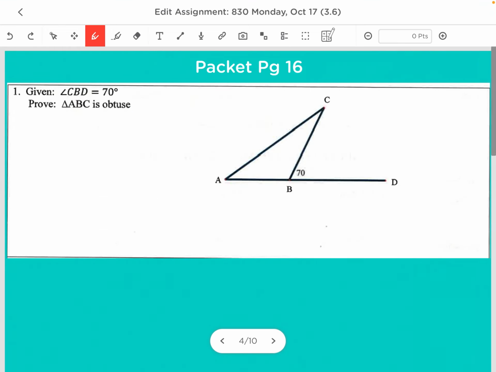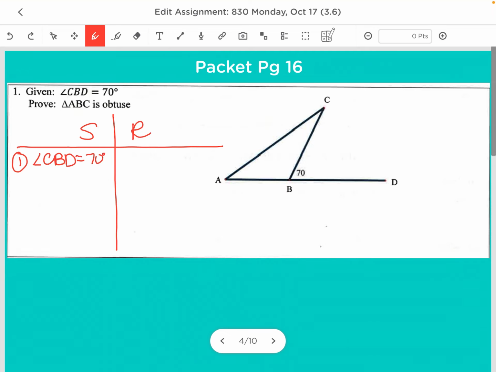All right, so we're going to move on to packet page 16. We're going to do some proofs here. So let's go ahead and get our statements and reasons. So I know angle CBD is 70 degrees, and I'm trying to prove ABC is an obtuse triangle. Well, you probably know that ABD is a straight angle, which we don't have to actually state in our proof anymore. But we can say angle ABC is 110 degrees.